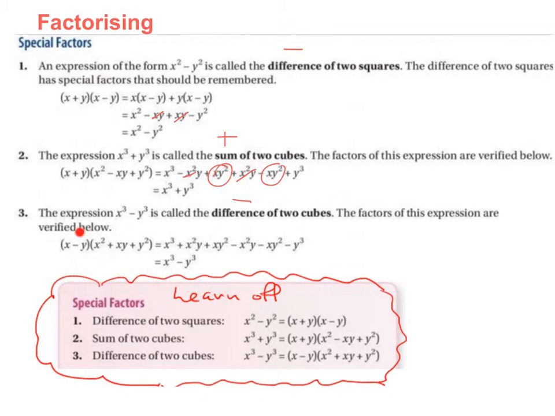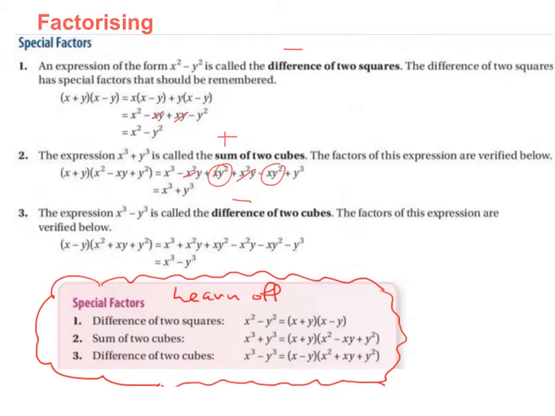So x by x squared is x cubed, x by plus xy is going to be x squared y. X by y squared is going to be xy squared. Minus y by x squared is going to be minus x squared y. Minus y by xy is going to be minus xy squared. And minus y by minus y squared is going to be minus y cubed.